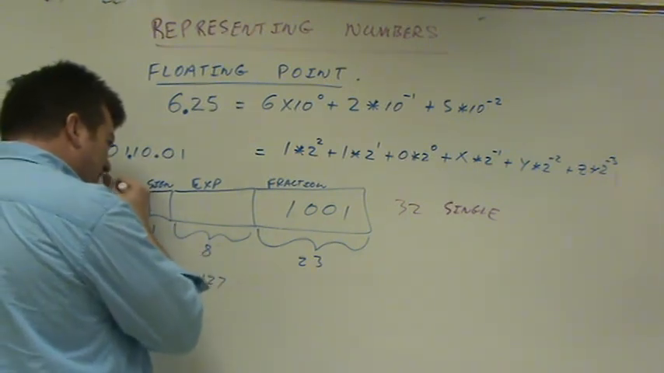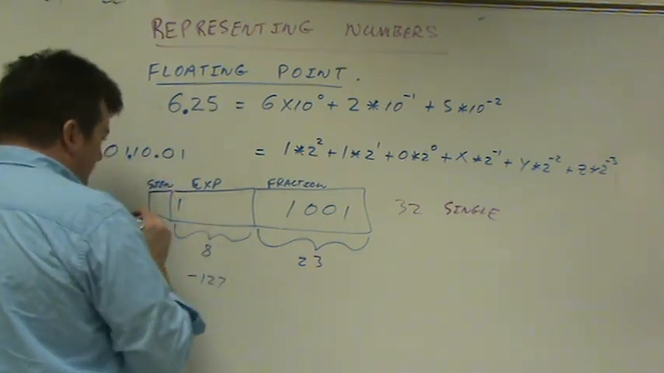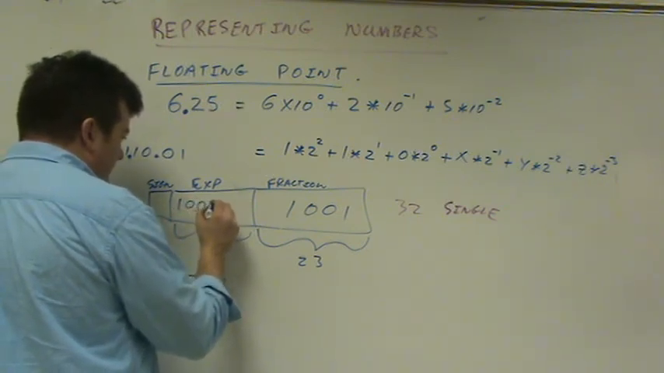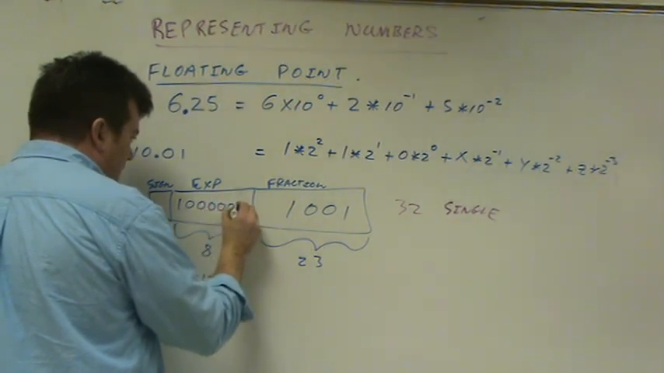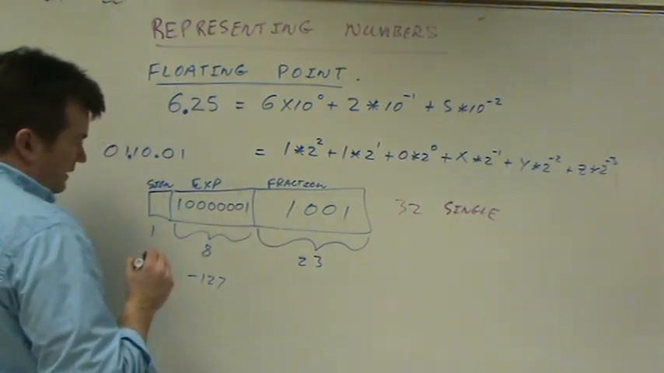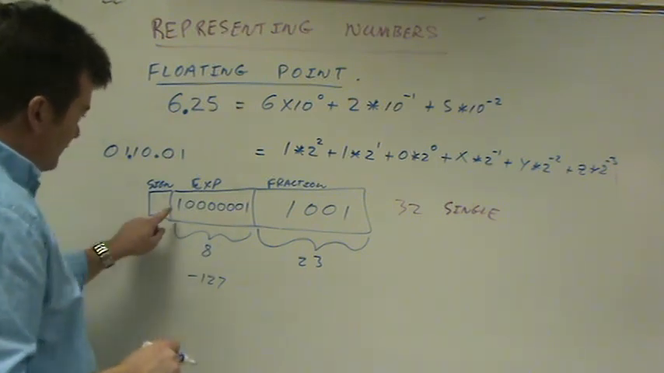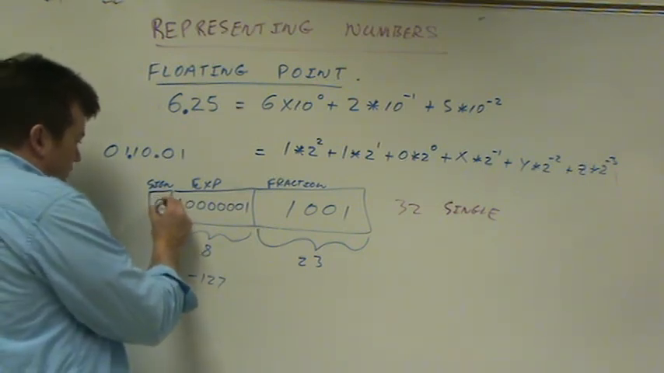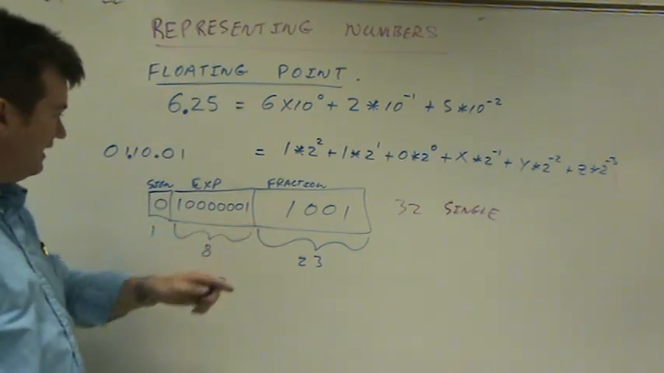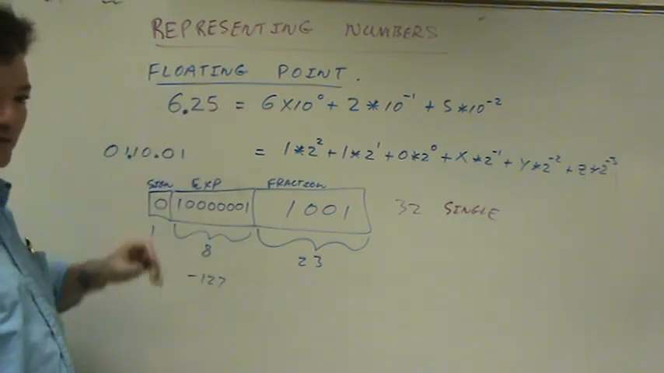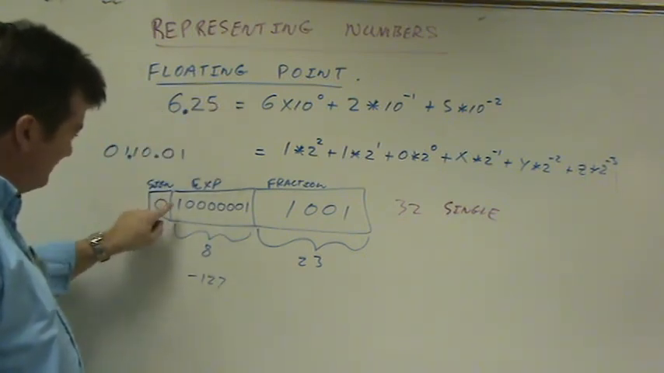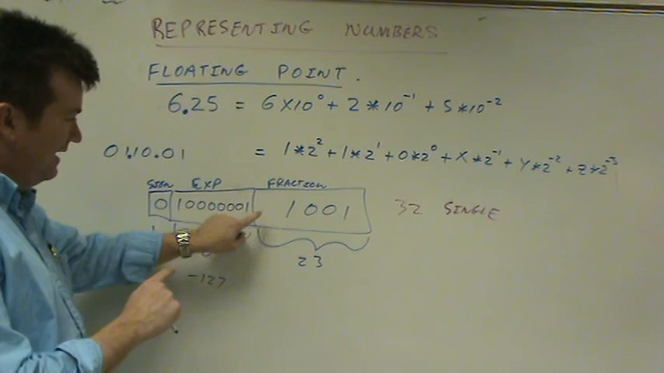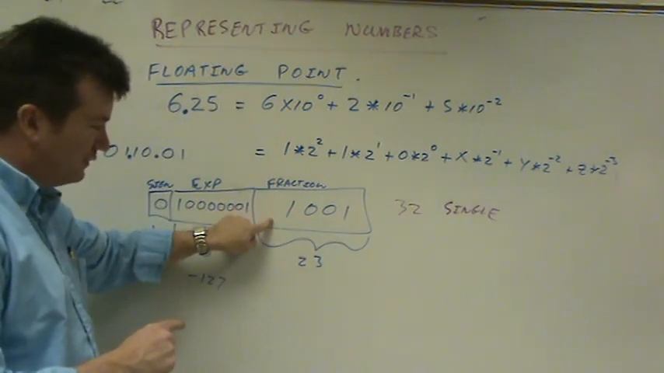So what's 129? That would be 128, which is a 1. 128, 64, 32, 16, 8, 4, 2, 1. That's 129? Yeah, I think so. Okay, so 129. And the sign is positive, which means that's a 0. This is the representation for 6 1/4. It's positive, 129 means the exponent is plus 2, and then this is the fractional part with the first one taken away.